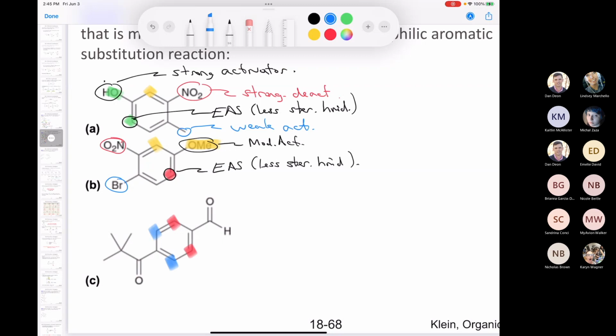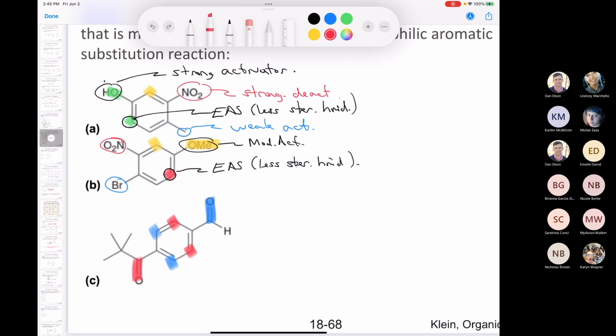We go to where the red carbons are. I'm taking a guess, but is it the red? I think you're right, Lindsay. That's what I would go for. Because they're both carbonyls, they're both meta-directors. There's no debating that. So the aldehyde is directing to where the blue carbons are, and then the ketone is directing to where the red carbons are. But you see, you've got this gigantic tert-butyl group.